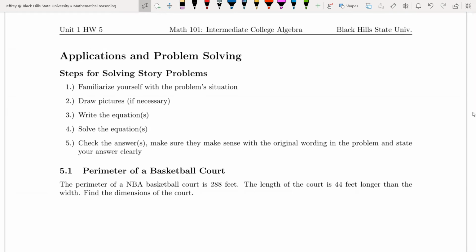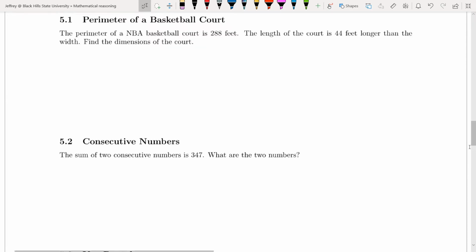For Unit 4 Homework 2, for the Mathematical Reasoning Co-Rec class, these are just the steps that the intermediate college algebra book recommends that you follow in order to solve the story type problems. For the first problem, it says the perimeter of an NBA basketball court is 288 feet. The length of the court is 44 feet longer than the width.